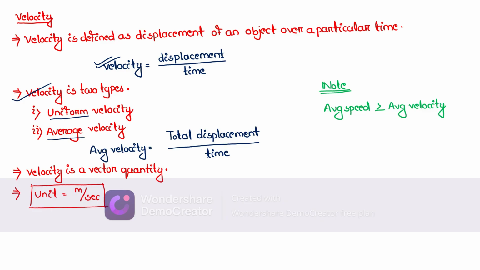As displacement is a vector quantity, velocity is a vector quantity as well. The unit is the same as speed. The unit of velocity is meter per second. You need to know average speed is always greater than or equal to average velocity, like your distance is always greater than or equal to displacement, right? Similarly, average speed is always greater than or equal to average velocity, because average speed deals with distance and average velocity deals with displacement.